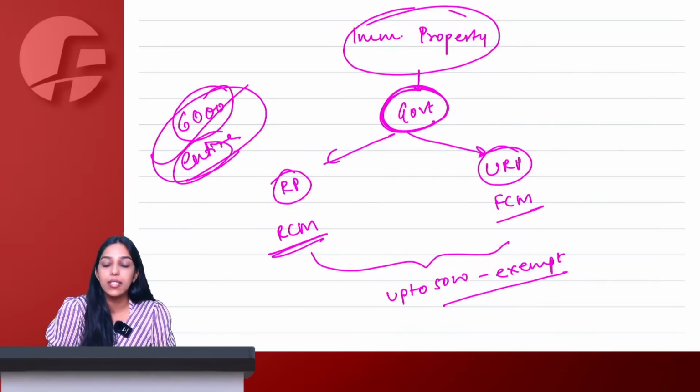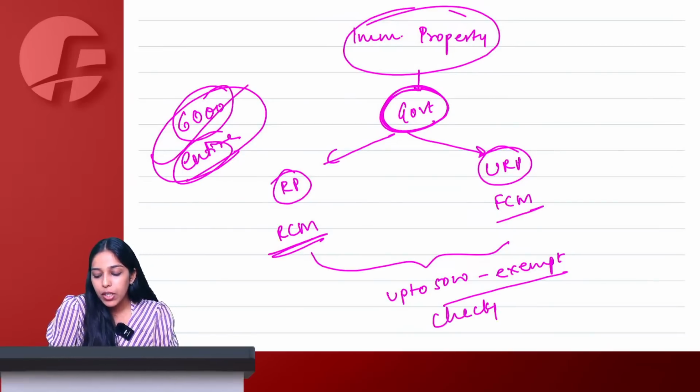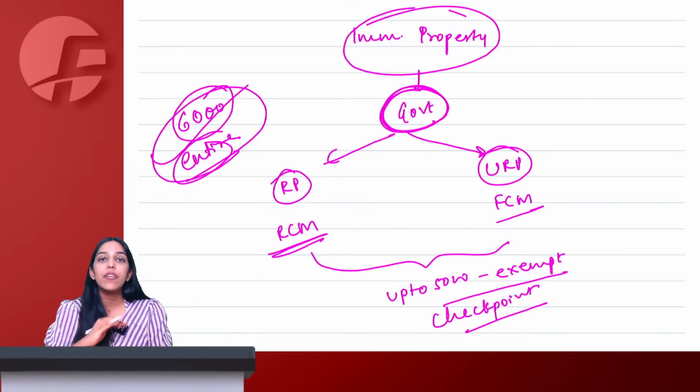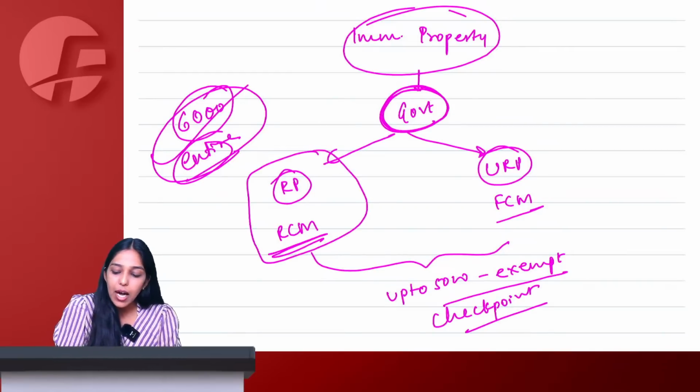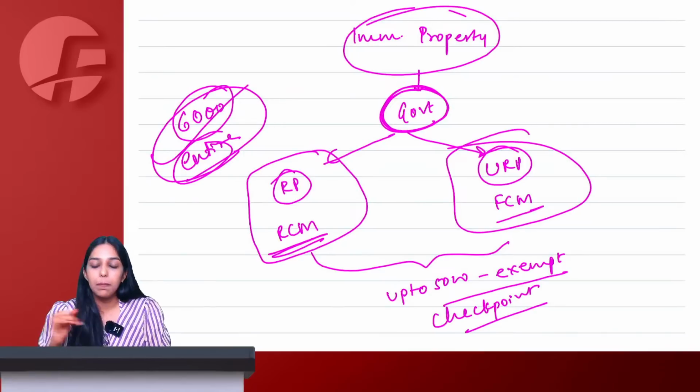The entire 6,000 becomes taxable. So this is simply a checkpoint. If it is up to 5,000, exempt for everyone. Above 5,000, registered person, RCM; unregistered person, FCM.